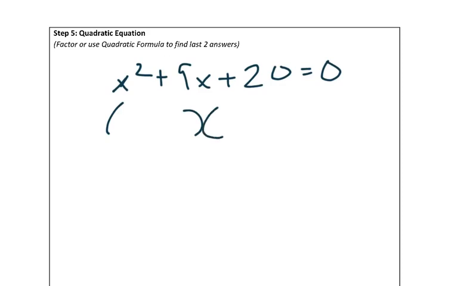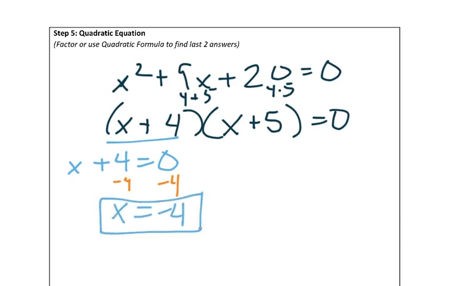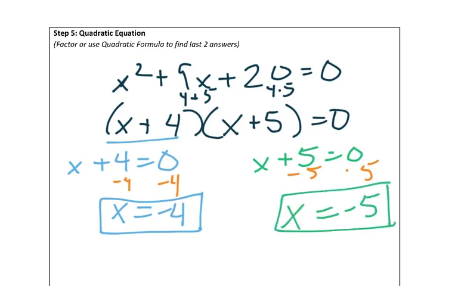But I can see that this one can be factored actually. 4 times 5 is 20, and 4 plus 5 is 9. So I'll have x plus 4, x plus 5 equals 0. We'll split them apart. x plus 4 equals 0. Subtract 4 from both sides. Gives me x equals negative 4. Here I'll write x plus 5 equals 0. Subtract 5 from both sides. And that gives me x equals negative 5. And I have my answer from earlier of x equals 1.